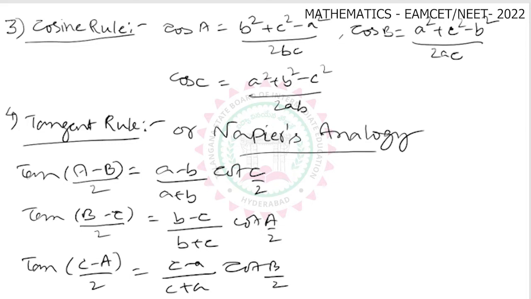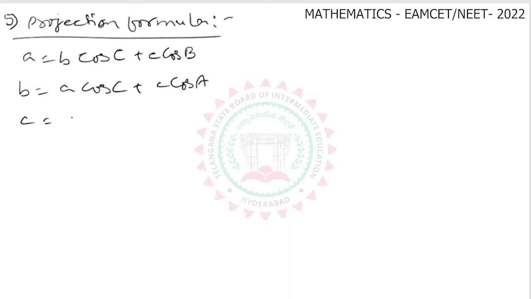Next formula, this is 1, 2, 3, 4, fifth, is the projection formula. a is equal to b cos C plus c cos B. If I want to write the value of small a, I have to write b cos C, then the reverse of bc is c cos B. Similarly, b equal to a cos C plus c cos A. c is equal to a cos B plus b cos A. Is it clear?